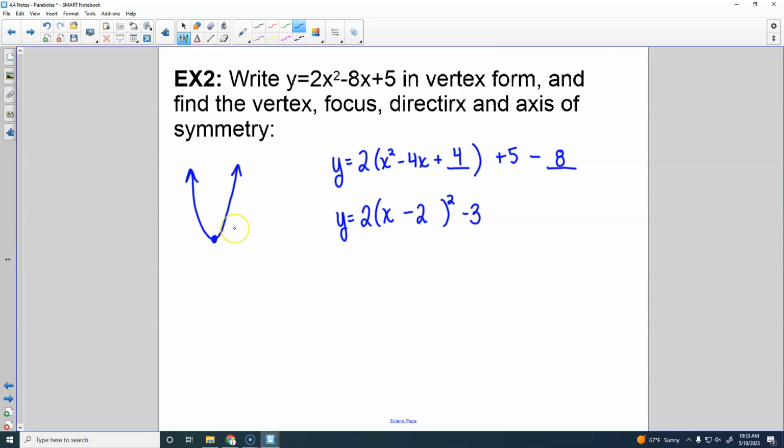So, Liam, what is the vertex of this parabola? -2, -3. All right, so our vertex there is going to be 2, -3. Opposite sign for our x-coordinate, keep the same sign for that y-coordinate because it's not inside the parentheses. Okay, we're actually going to get the same p-value here. It's 1/4a.